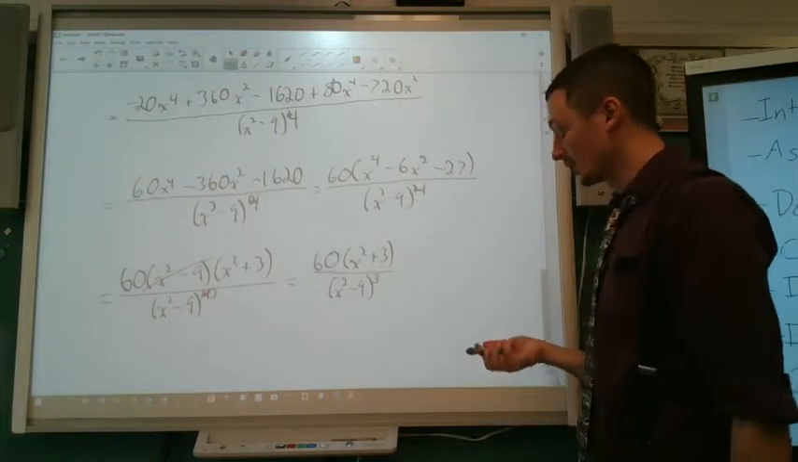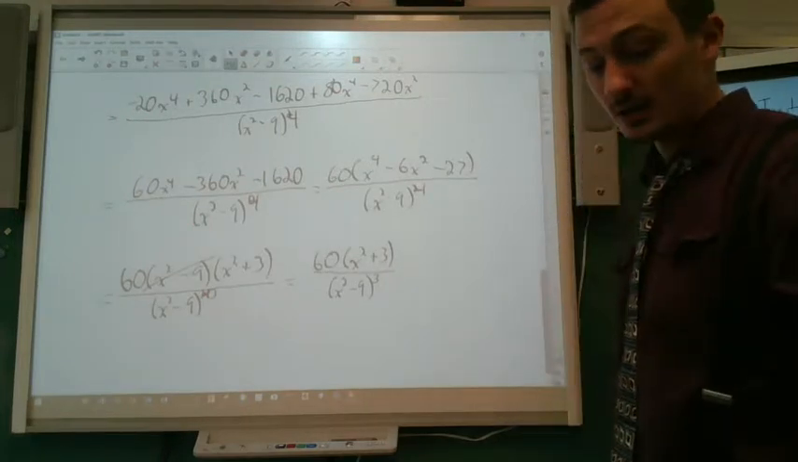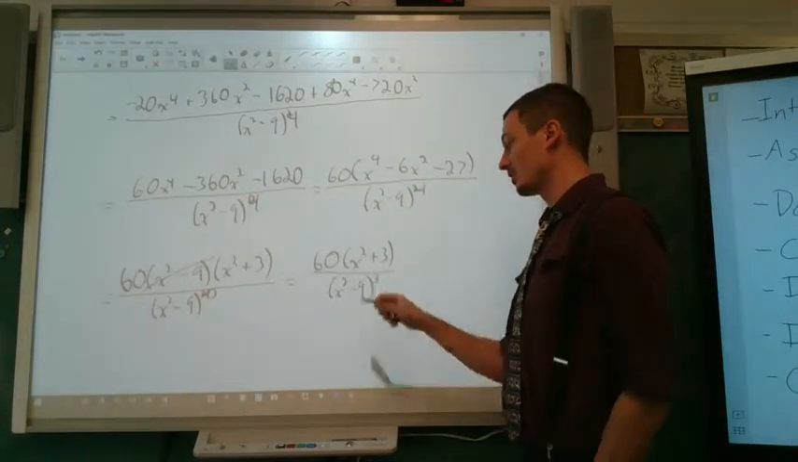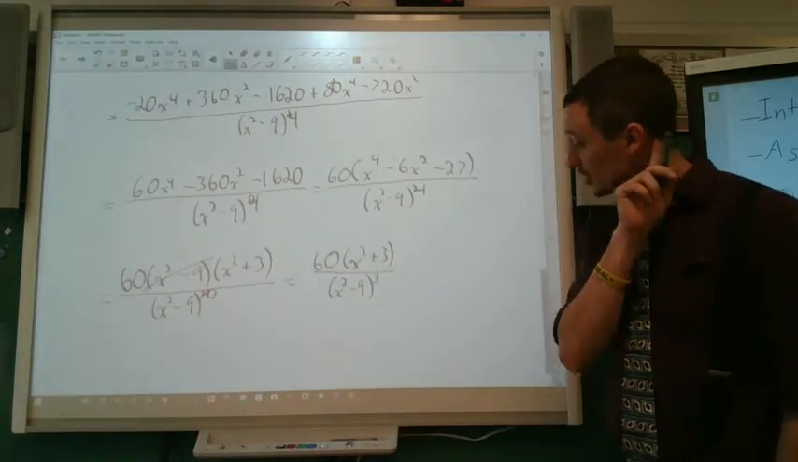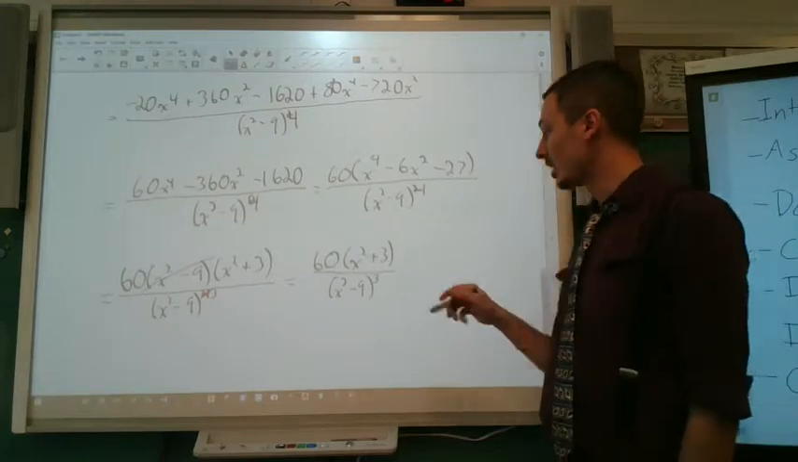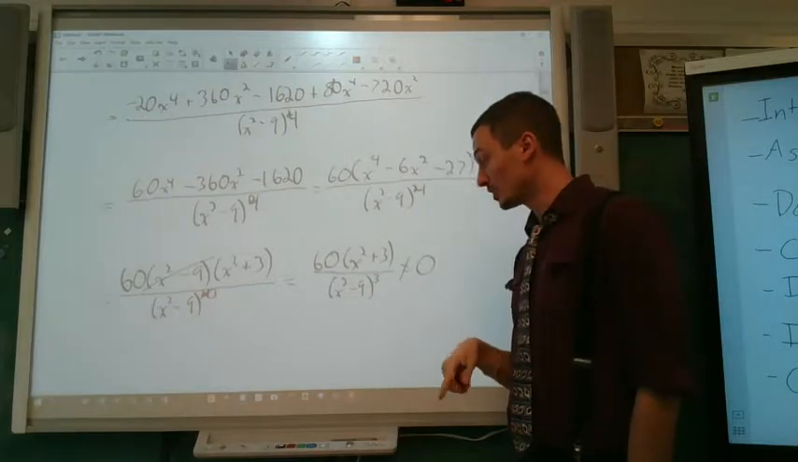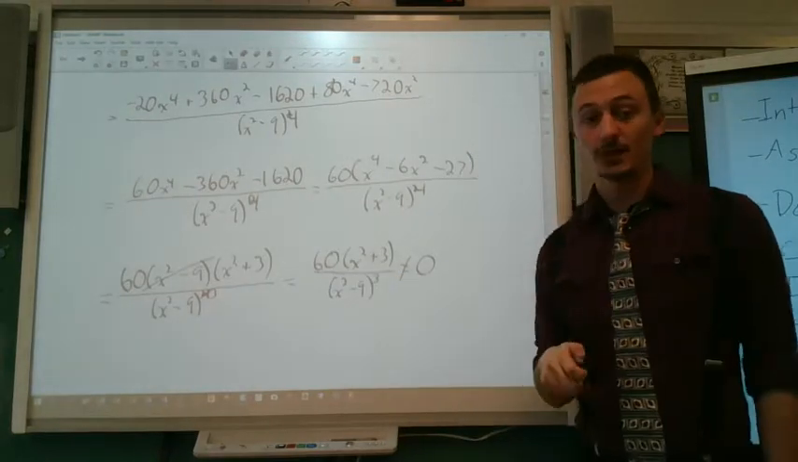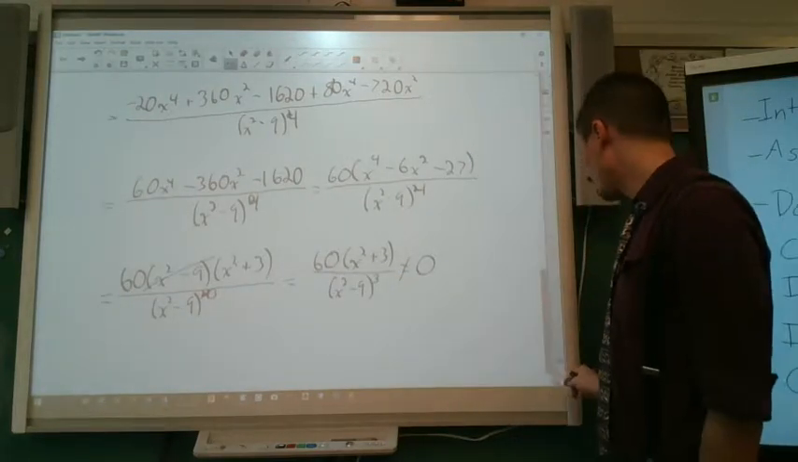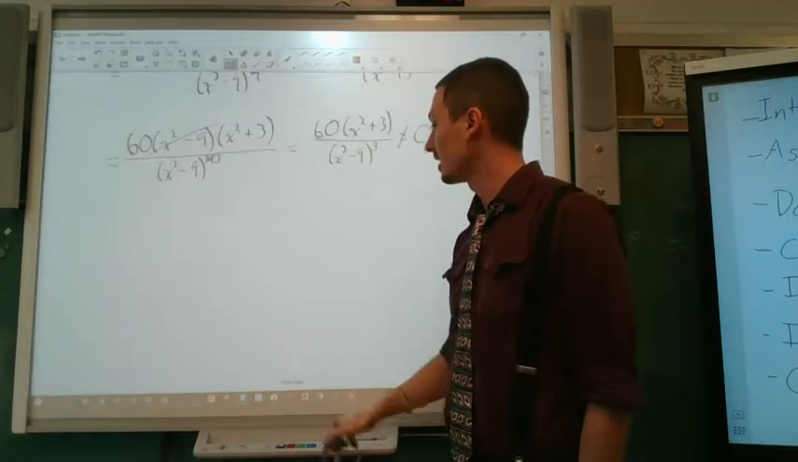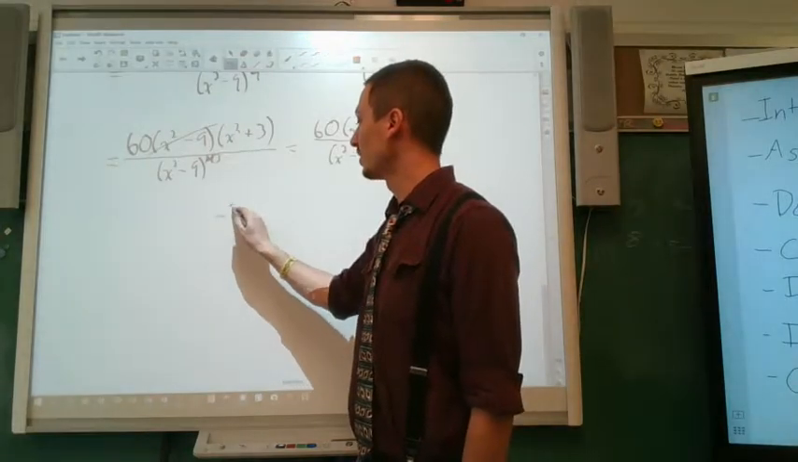The question is, where is our second derivative 0 or undefined? Well, it's never going to be 0 because 60 will never equal 0, and x squared plus 3 will never equal 0. So this will never equal 0. The denominator, however, will still be 0 at positive and negative 3. So we still have a possibility of changing concavity when x equals positive or negative 3. So those are going to be our inflection points.